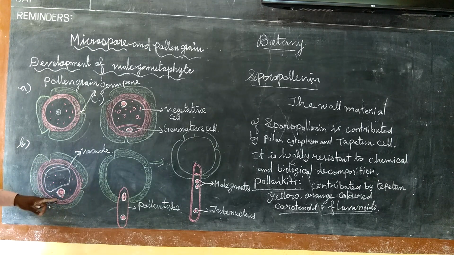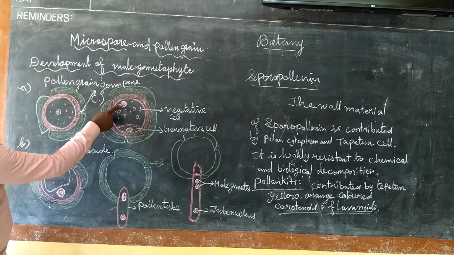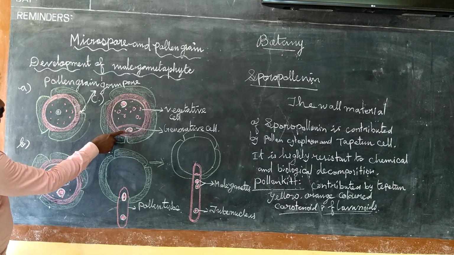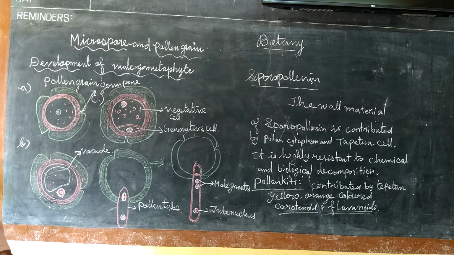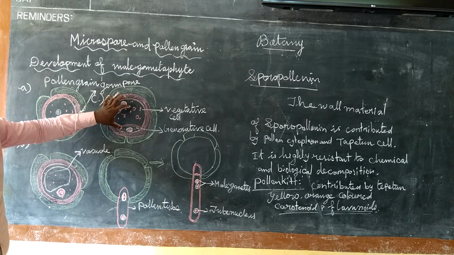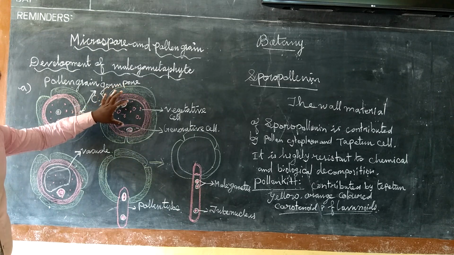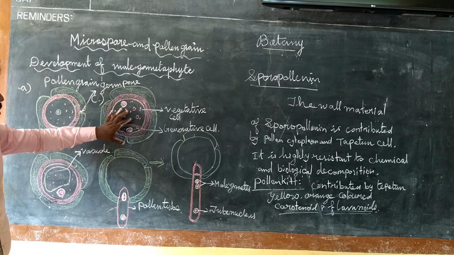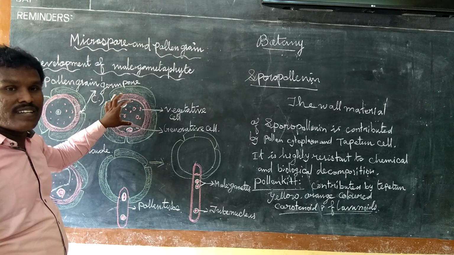Then followed by karyokinesis, nuclear division. The nucleus divides to form two, one will go there, this is the one and this is another one, and immediately a wall layer is developed. So this is called a two-celled stage, which is developed inside the microsporangium. In some plants, the two-celled stage is there.